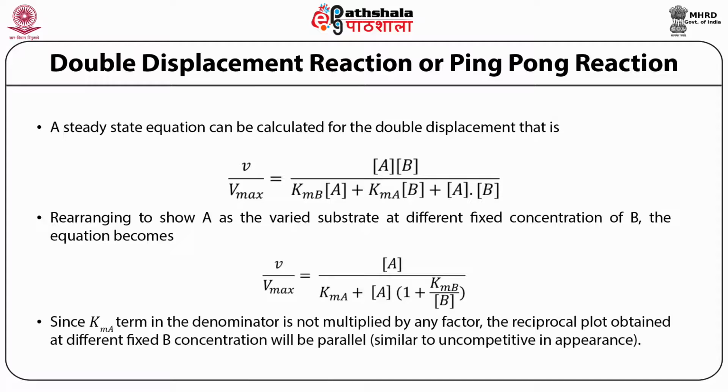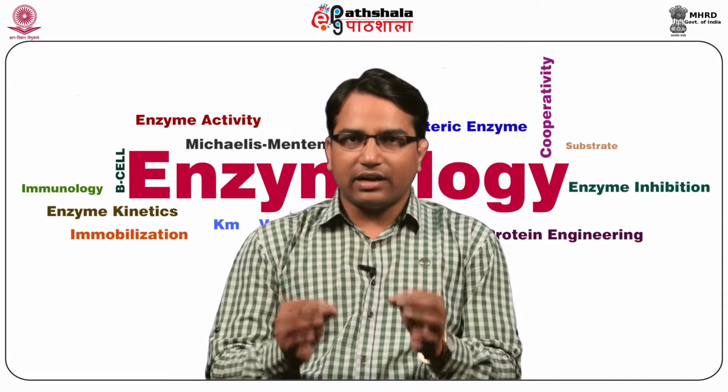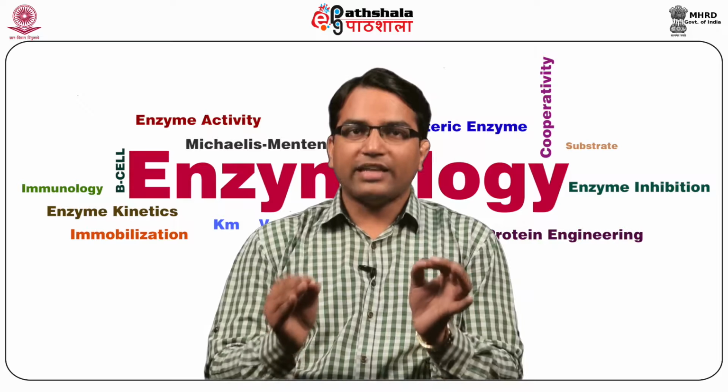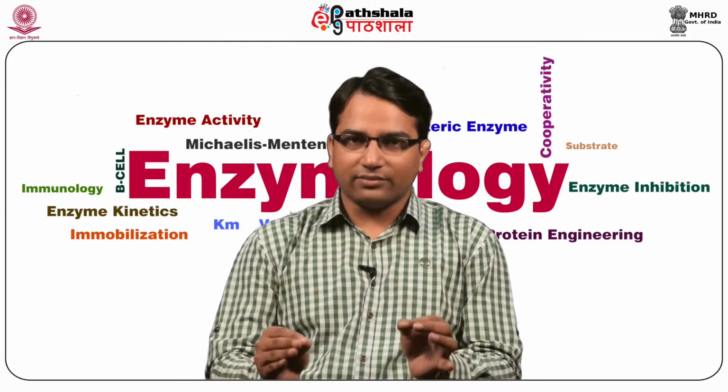Since the Kma term in the denominator is not multiplied by any factor, the reciprocal plots obtained at fixed concentrations of B will be parallel. If you remember, it is very similar to uncompetitive inhibition. After discussion of the kinetics of double displacement or ping-pong reaction, let's discuss an example of the ping-pong reaction.